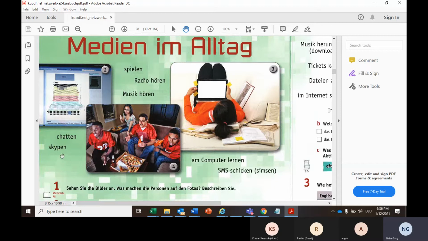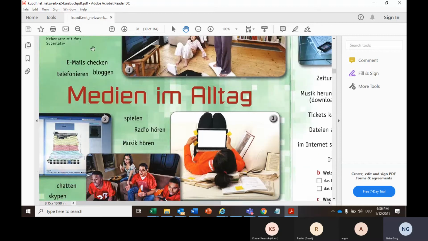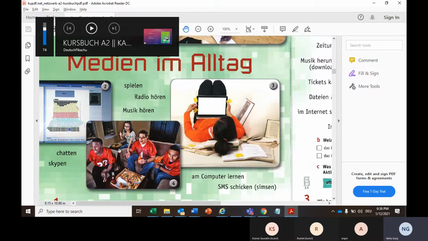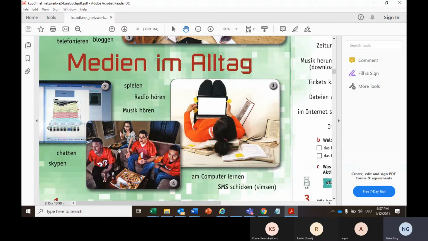Now, you must have noticed here this chatten, skypen, checken. Check, chat and Skype are basically English words. And when they come into German, once you start reading, you will find many English words that have been transformed into a German word by adding en at the end. So Skype is basically an English word, skypen means to do Skype or to use Skype. Chat is an English word, then chatten means to chat. So there are a lot of words which, by adding en to them, can be made into a German verb.